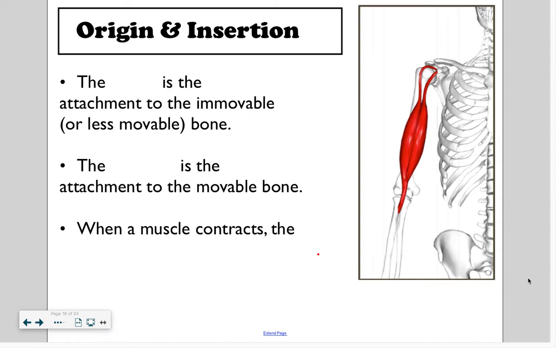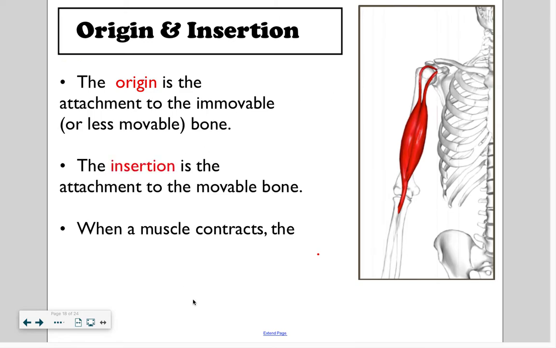So every muscle is going to have what we call an origin and an insertion. If we see on the biceps here, we have one attachment up near the upper arm and the shoulder, and we have one attachment down here to the lower part of the arm beyond the elbow. One of those is the insertion, and one of those is the origin. The origin is going to be the attachment to the immovable or the less movable bone. In this case, if you flex your bicep, you are moving the lower part of your arm, the radius and the ulna. So the origin in this case is up here in the shoulder, the top of the humerus and on our scapula.